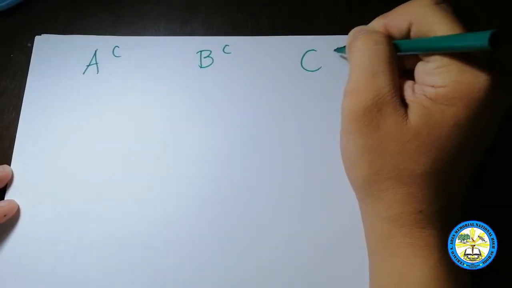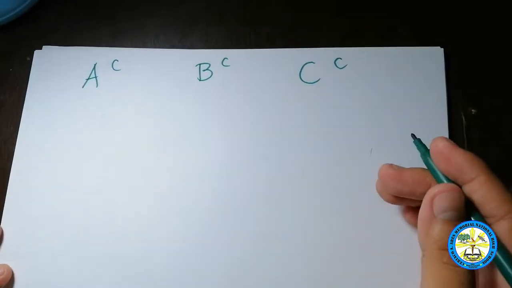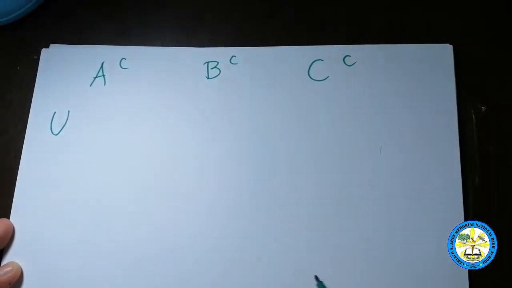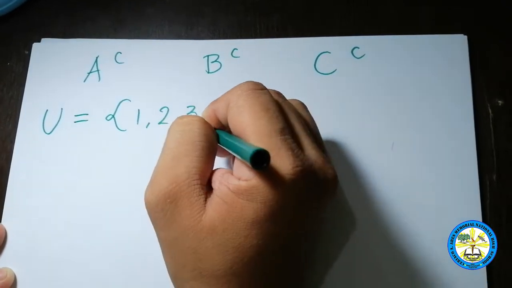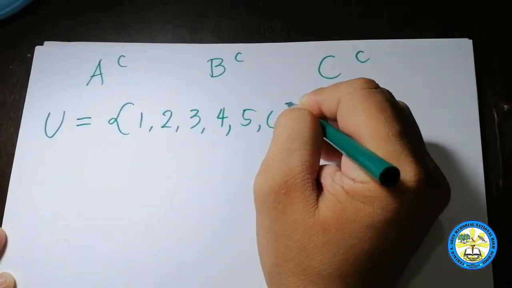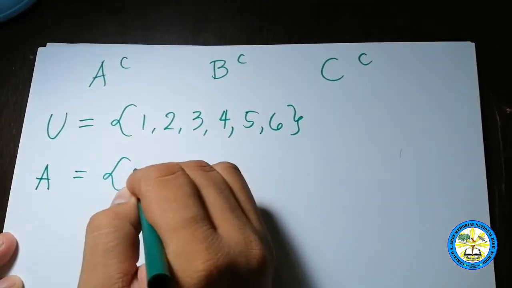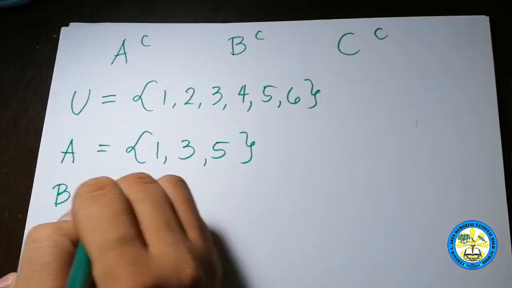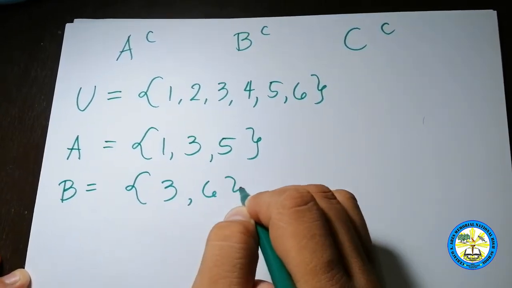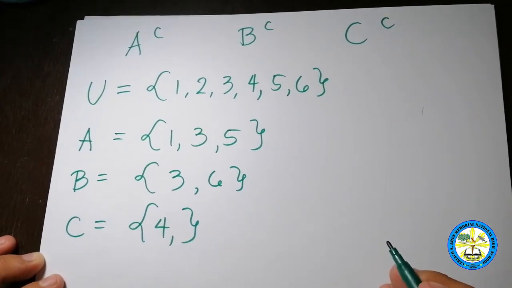In determining the complement of a given set, we have A complement or A prime, B complement or B prime, and C complement or C prime. The first thing to do is write the universal set, denoted as letter U. So we have 1, 2, 3, 4, 5, and 6. Event A represents that the number is odd, so we have 1, 3, and 5. Event B represents that the number is a multiple of 3, so we have 3 and 6. Event C represents that the number is a multiple of 4, so we have 4. Take note that this is a 6-sided experiment.